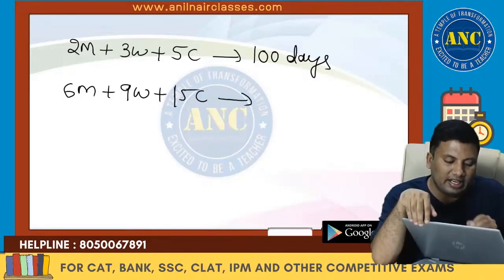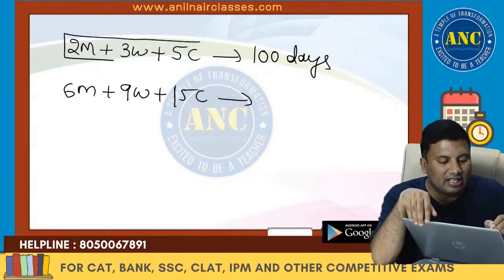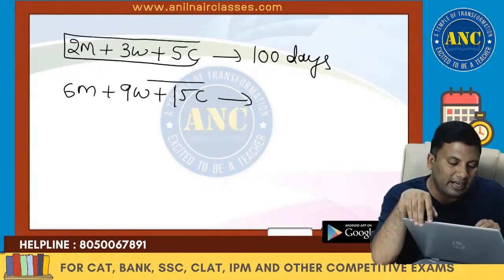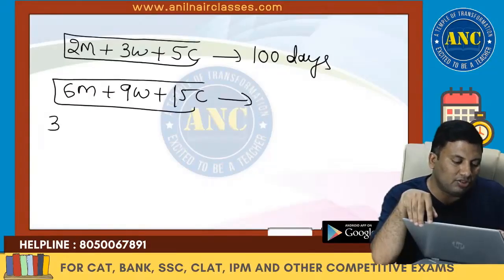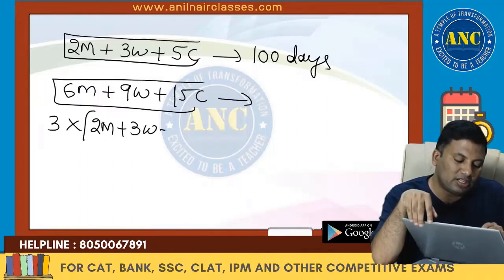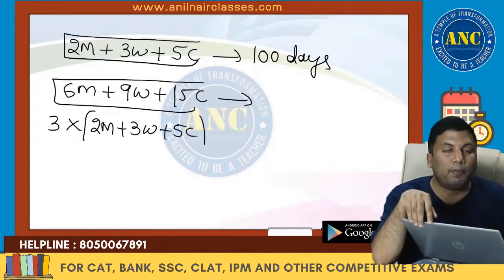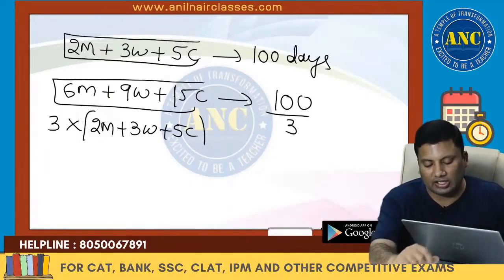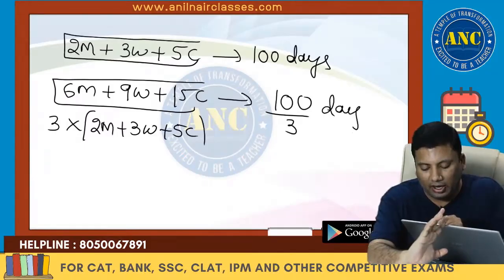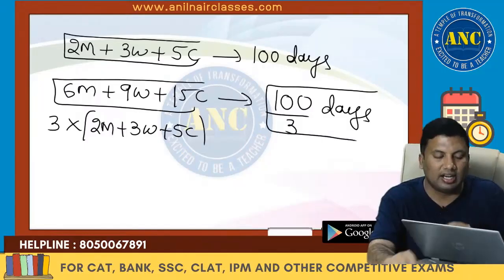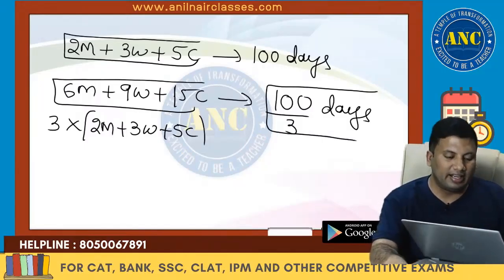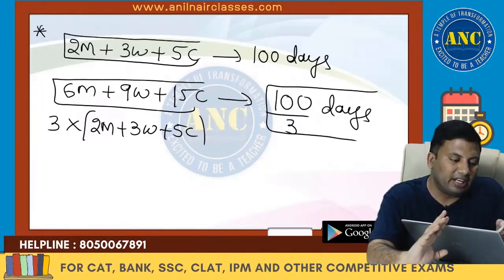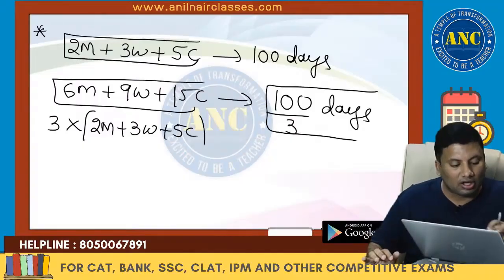How many days will it take? If I consider this entire thing as one bucket, this is nothing but 3 into 2m plus 3w plus 5c. So people became 3 times, days will become 100 by 3. I hope this idea is clear. Keep this idea in mind and we will solve a lot of good questions.